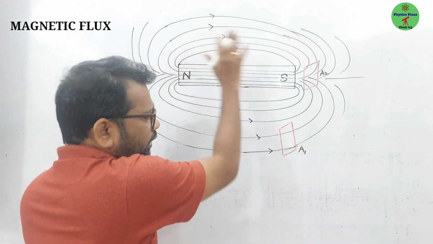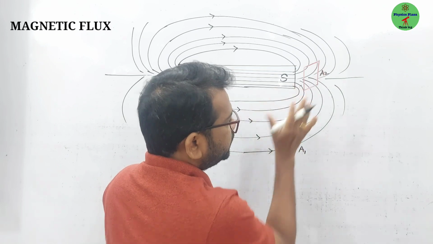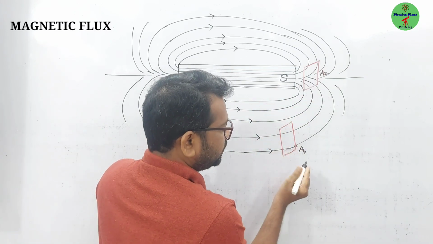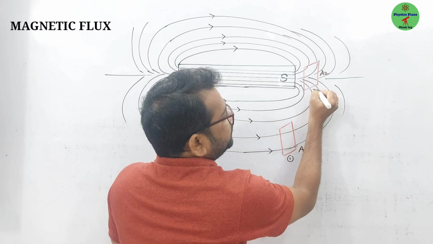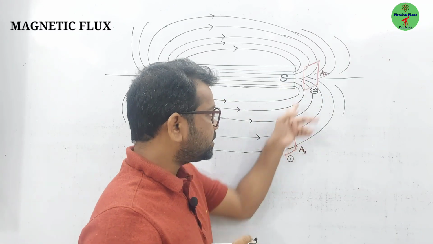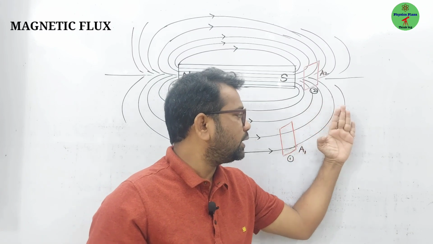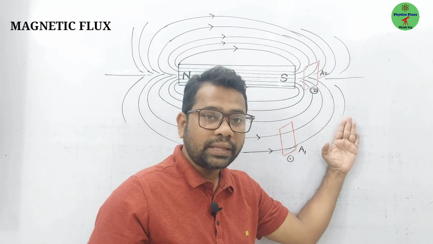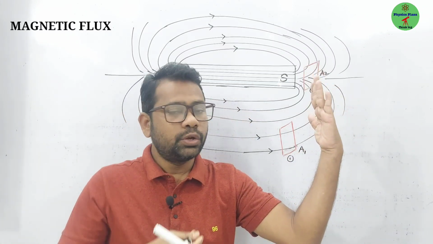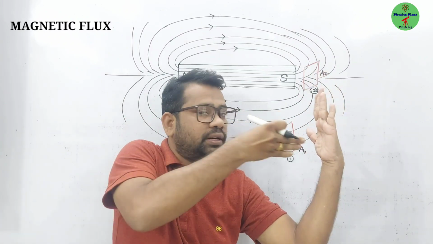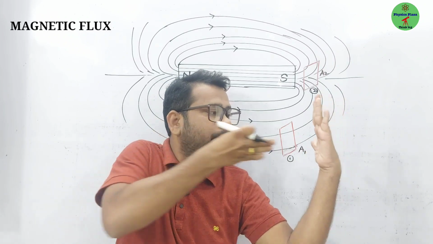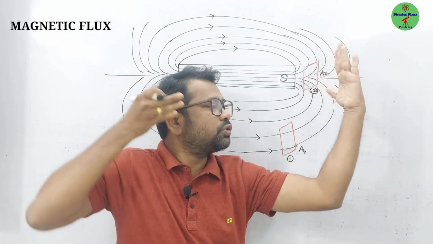Children, here we consider two surface areas. This first one, surface area 1, and this is surface area 2. But these two surface areas are not in the plane of the board. Rather, they are perpendicular like this, so that field lines are passing like this. Try to understand. Through this A1, field lines are passing like this, and through A2 also, field lines are passing.